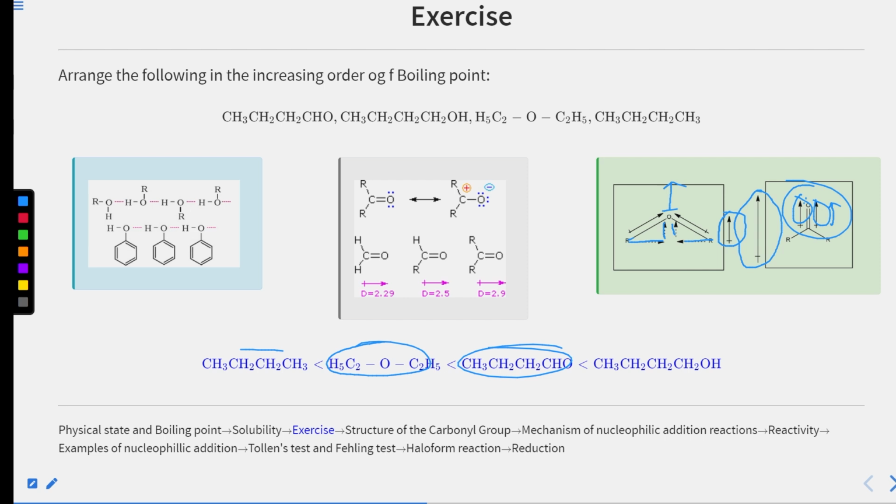At last we have a normal alkane which has no such interaction as dipole moment or hydrogen bonding. It simply has van der Waals interaction, so it has the lowest boiling point. So if I just place the arrow here, it would be this way. I am not considering this one, we are comparing alcohol, aldehyde, ketone and ether.